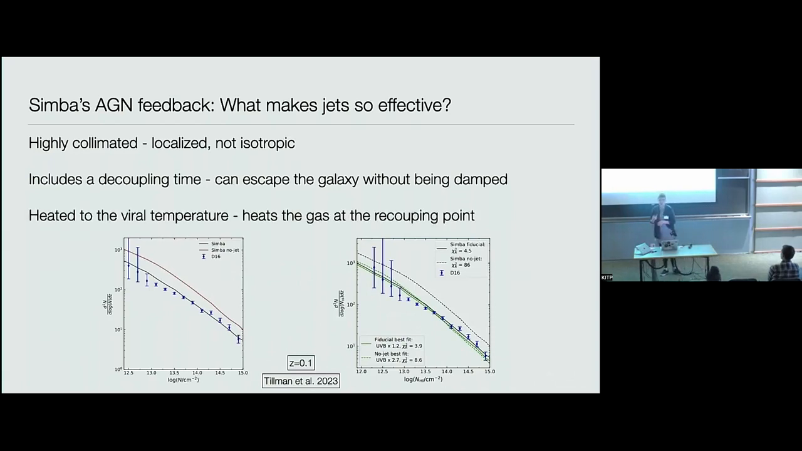These jets are also heated to the virial temperature, so they actually heat the gas where they end up. When they recouple, they can actually heat their surroundings. That is what actually causes the heating of the IGM.